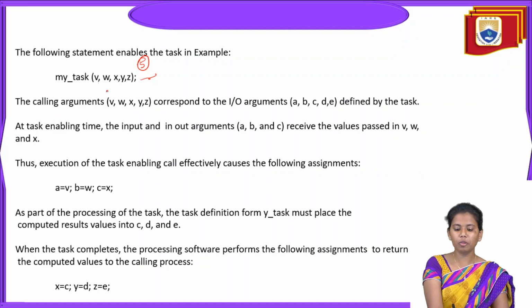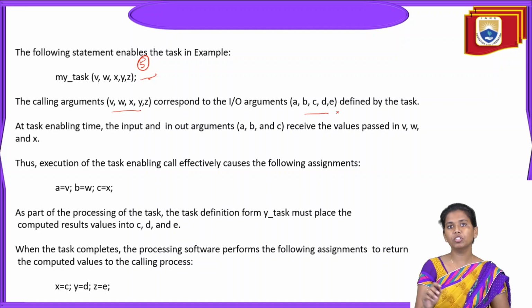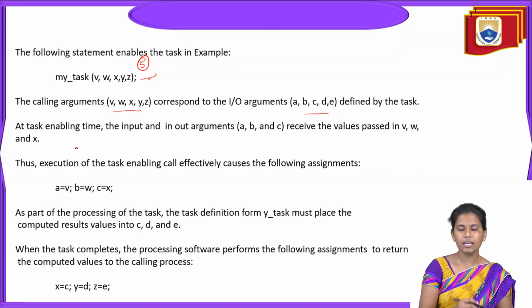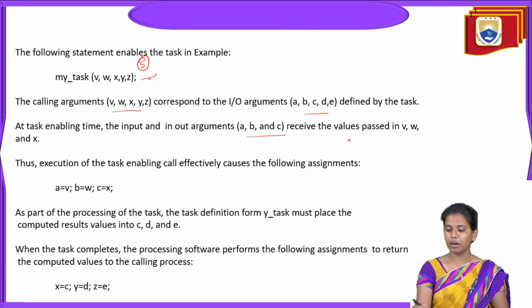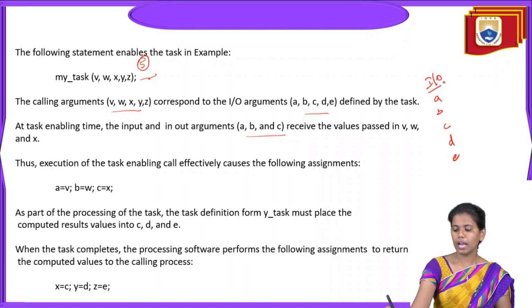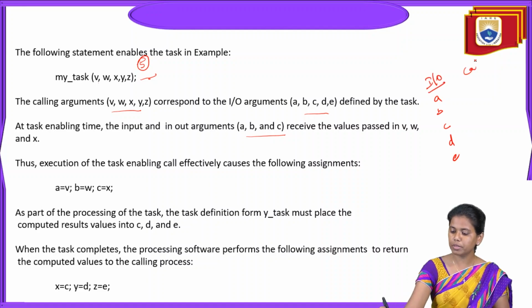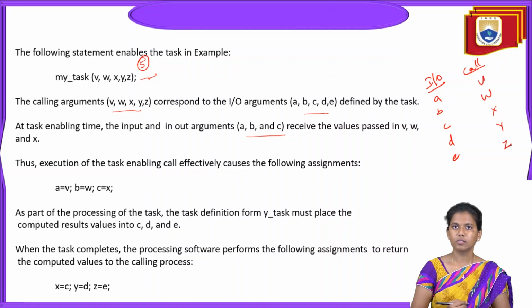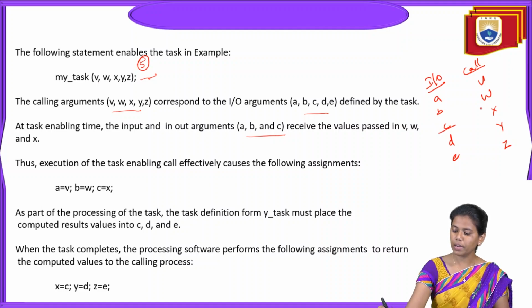So these are the calling arguments, and the IO arguments are A, B, C, D, E, which are defined by the task. And now at task enabling time, the input and in-out arguments A, B, C receive values which are passed by V, W and X. Obviously, we have A, B, C, D, E. These are nothing but the IO arguments. And now we have the calling arguments. Calling arguments are V, W, X, Y and Z. So when you are calling A, B, C, then you have to pass the calling arguments V, W and X. That is what it is saying.